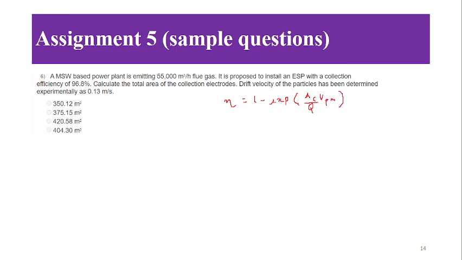So AC is the collection area of the plate. This is the flow rate of the air and this is the drift velocity. So 1 minus exponential of this term is the collection efficiency for the electrostatic precipitator. As you can see here, the flow rate, which is Q, is 55,000 meter cube per hour.